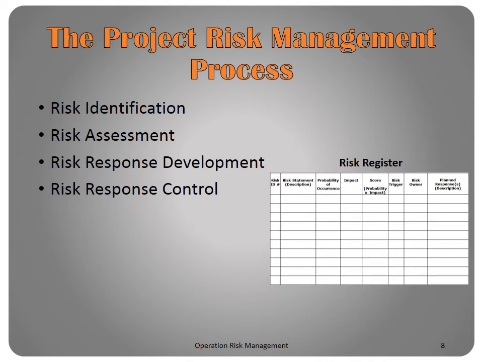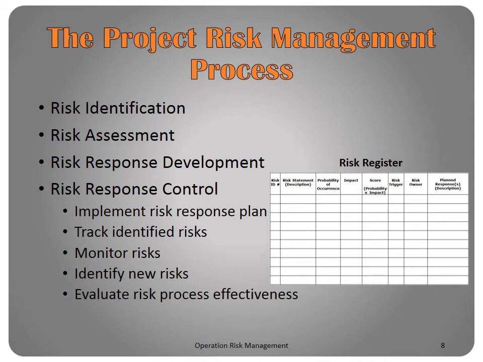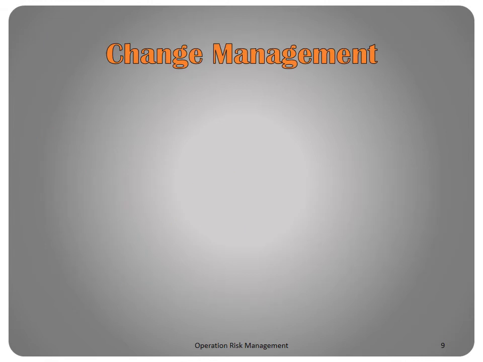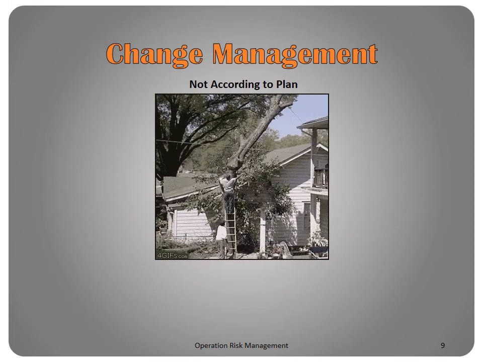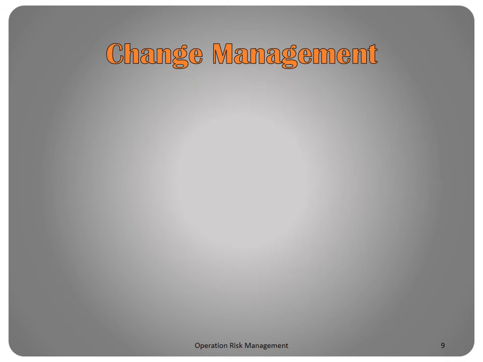Risk control involves implementing risk response plans, tracking identified risks, monitoring risks, identifying new risks, and evaluating the risk process effectiveness throughout the project. A significant part of the risk control process is change management. Projects don't always go according to the plan, so being able to handle change is important for all project managers.